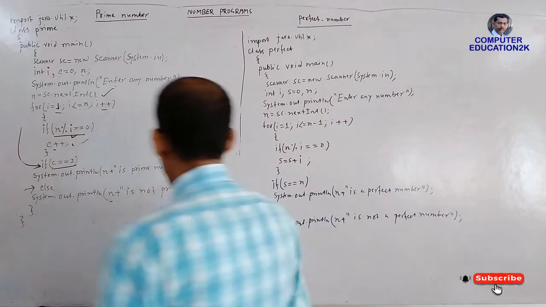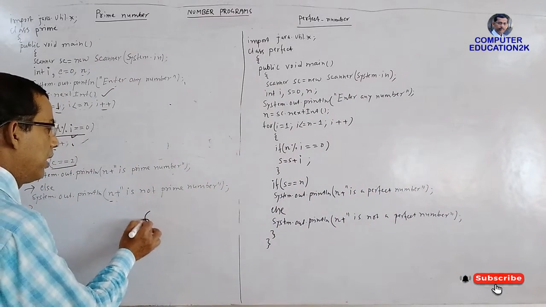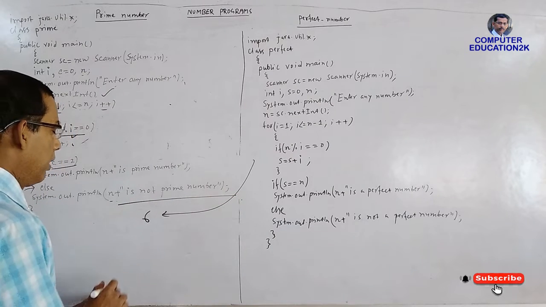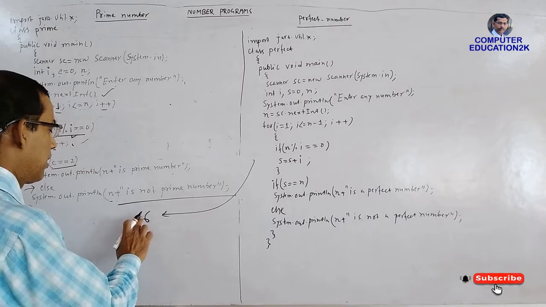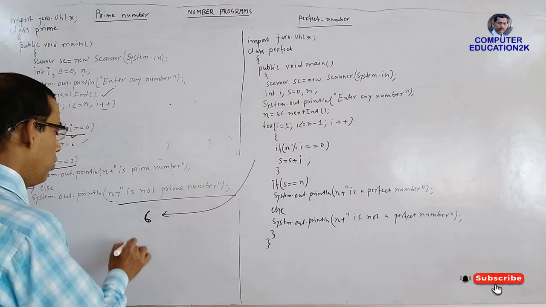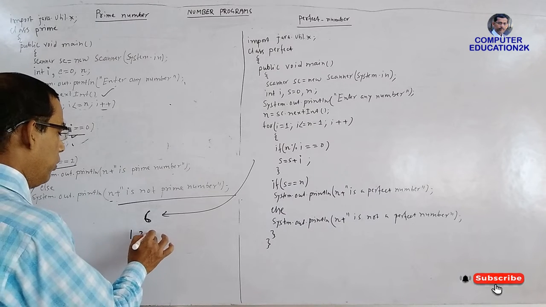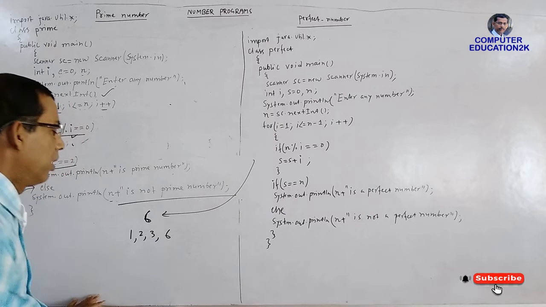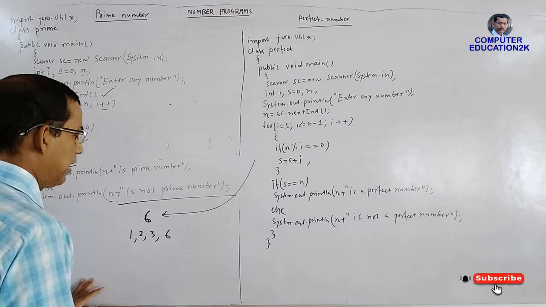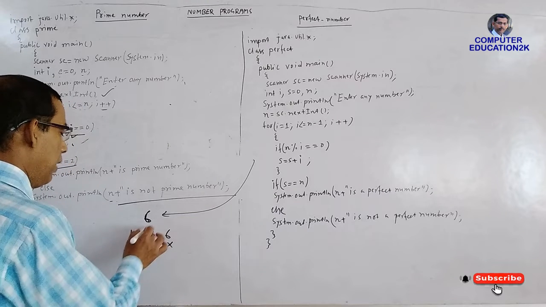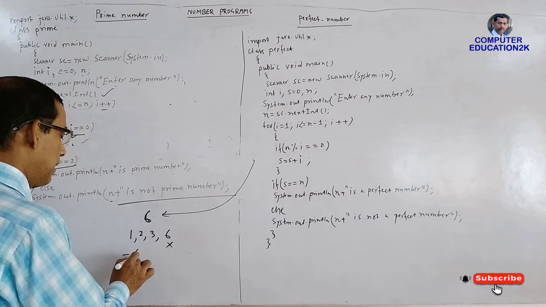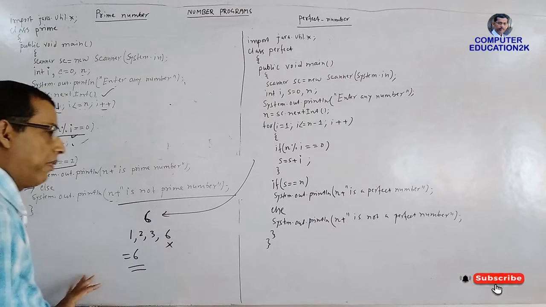Say 6. 6 is a perfect number. Why? Sum of the factors excluding 6. The factors of 6 are 1, 2, 3 and 6. But you don't take 6. If you add the others, it becomes 6, because 1 plus 2 plus 3 is 6. So 6 is a perfect number.